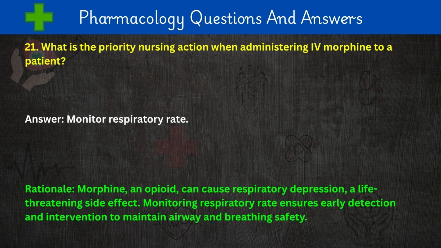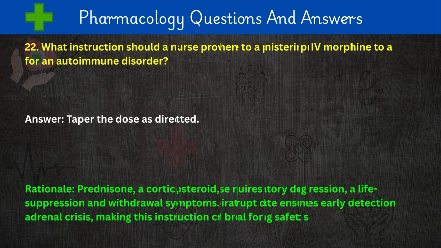21. What is the priority nursing action when administering morphine to a patient? Answer: monitor respiratory rate. Rationale: morphine, an opioid, can cause respiratory depression, a life-threatening side effect. Monitoring respiratory rate ensures early detection and intervention to maintain airway and breathing safety.